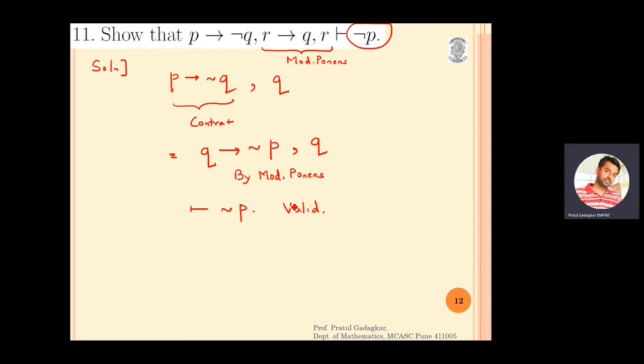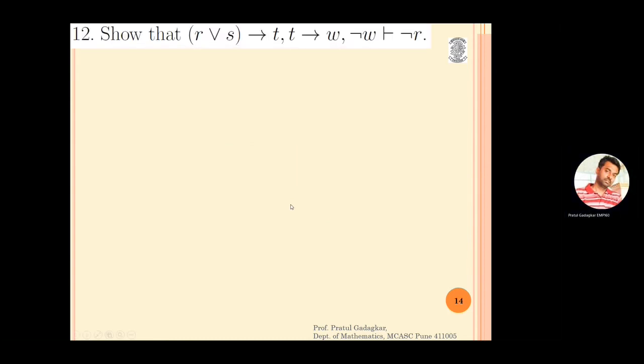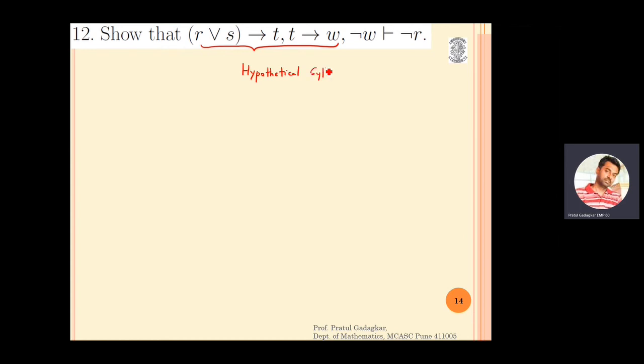Okay, now let us go to a slightly complicated question. R or S implies T, T implies W, and negation W. And my conclusion should be negation R. So I have to show this is correct. Once I write this, if I pay attention to the first and second premises, you clearly see that the first implies the second and the second implies the third. So here I can clearly use hypothetical syllogism. When I use hypothetical syllogism, I'm going to get that the first implies the third. So R or S implies W. T is out of the picture, and I have a negation W over here, right?